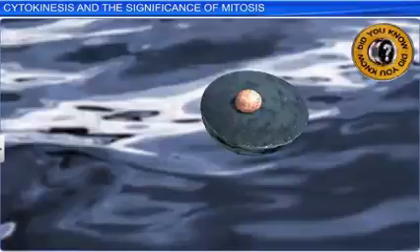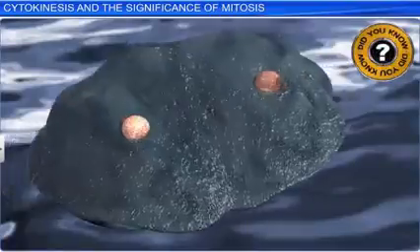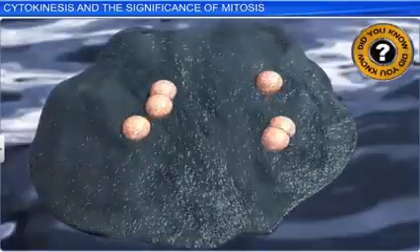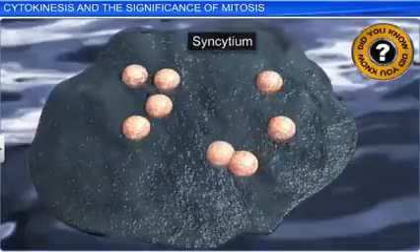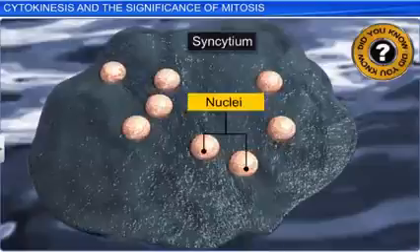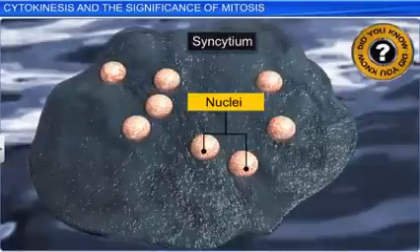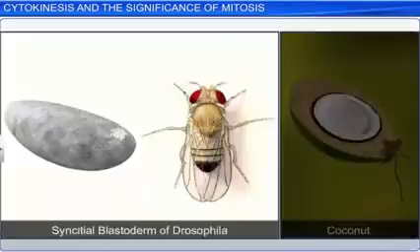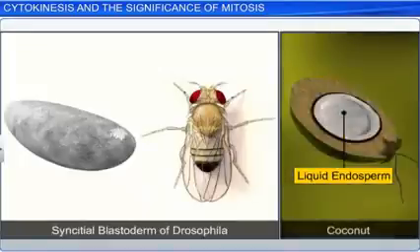Did you know that in some organisms, karyokinesis is not followed by cytokinesis, which results in the formation of a syncytium, a cell with multiple nuclei? Such a syncytium is found in the early embryo of Drosophila and the liquid endosperm of coconut.